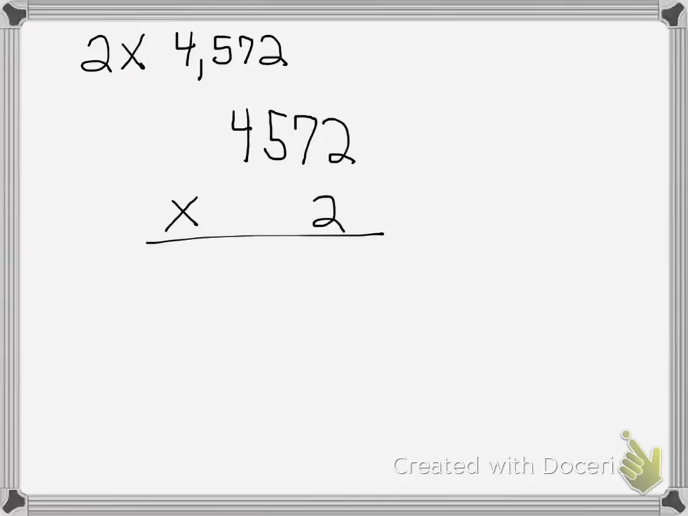Okay, so let's do this one more time. I'm going to multiply 2 times 2, which is 4. Now I'm going to multiply 2 times 70, which is 140, and I'm lining up my place values. Now I'm going to multiply 2 times 500, which is 1,000.